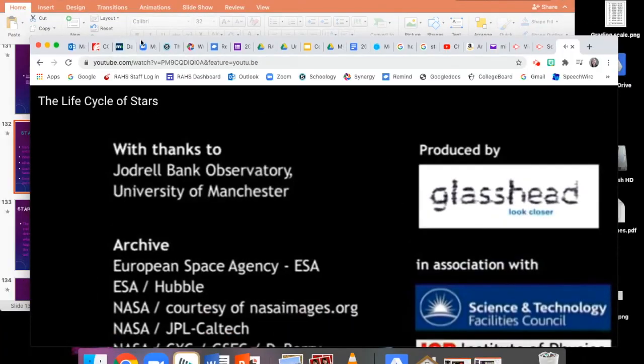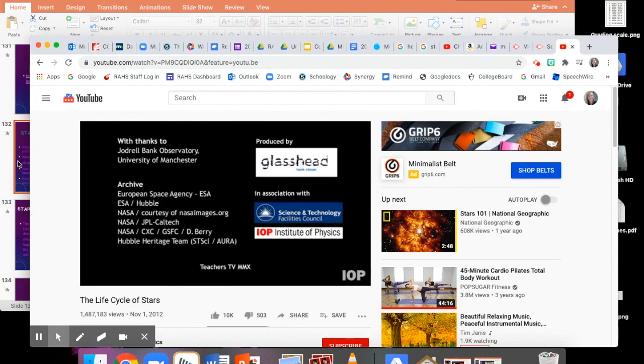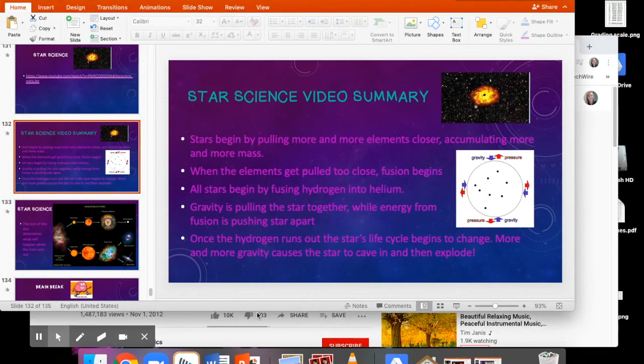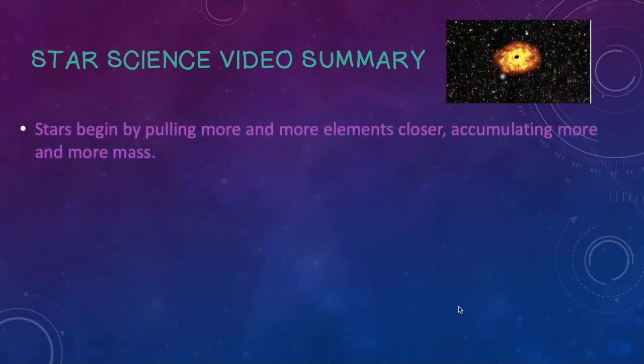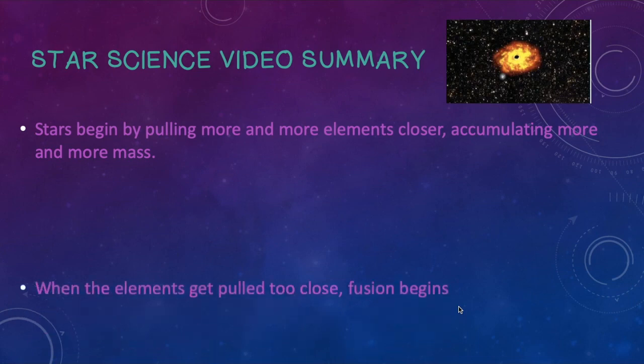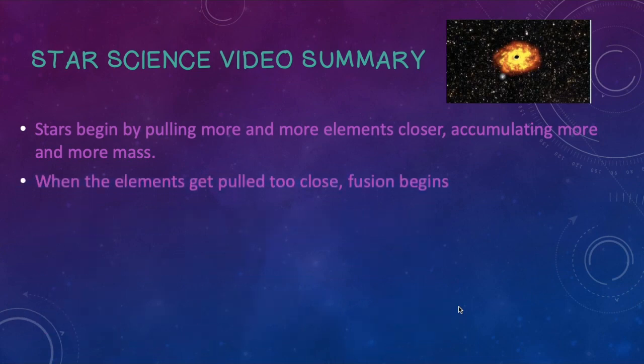Okay, so now you know a little bit more about how stars work in space. And so what I have for you is, let's kind of summarize what we just went through. Stars start because there is space dust out there that pulls more and more pieces together. Eventually it accumulates more and more mass. When those pieces get close enough, fusion can begin.